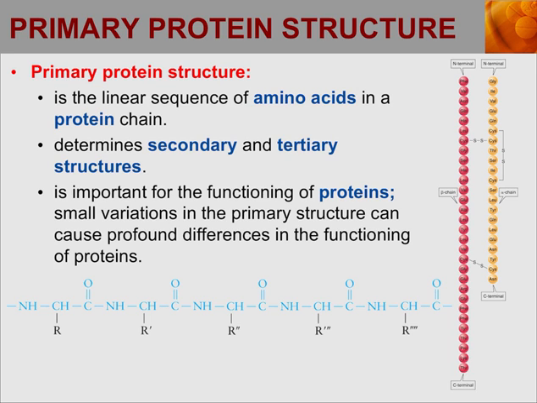So the primary protein structure is just the linear sequence of amino acids in a protein chain. So if you took a protein and unfolded it and stretched it out, that would be the primary structure. We're just looking at the sequence of amino acids. And the sequence of amino acids will determine further structures, which we'll talk about in a second.